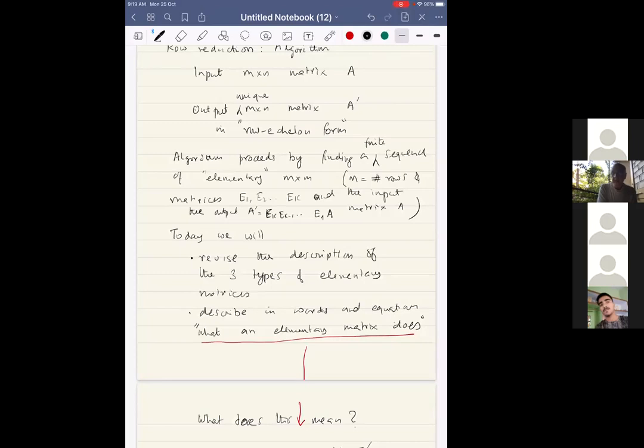For example, if A is already in row echelon form, then you don't have to do anything. Okay, so you still don't know what row echelon form is. I have not explained that to you. But to get to the algorithm and everything, we need to first understand elementary matrices and what they do.